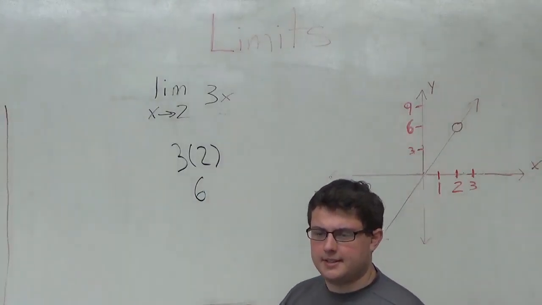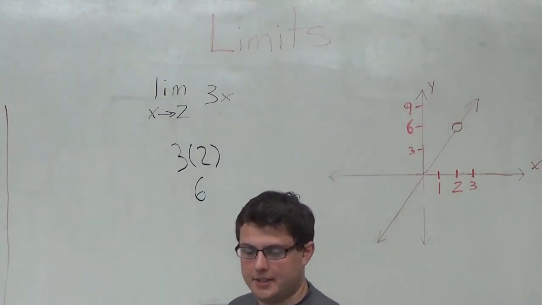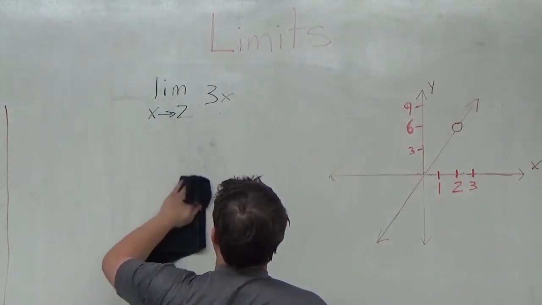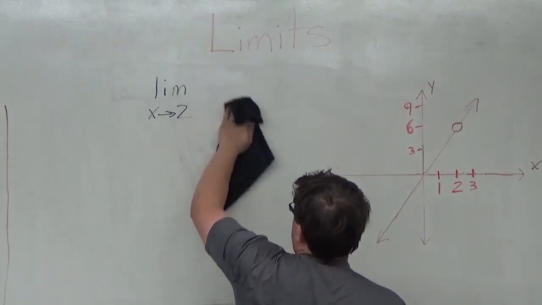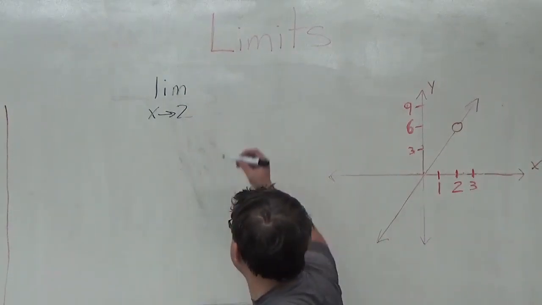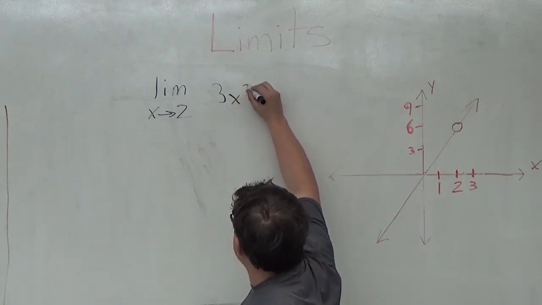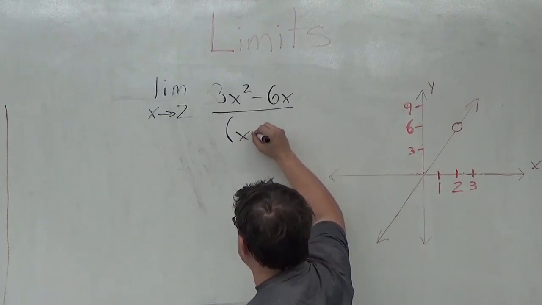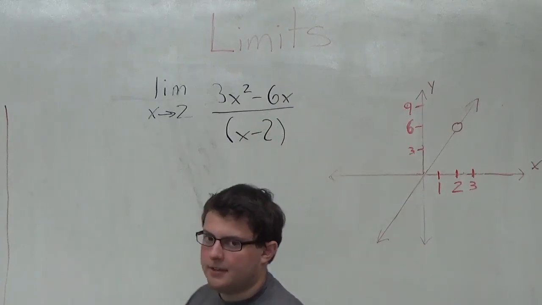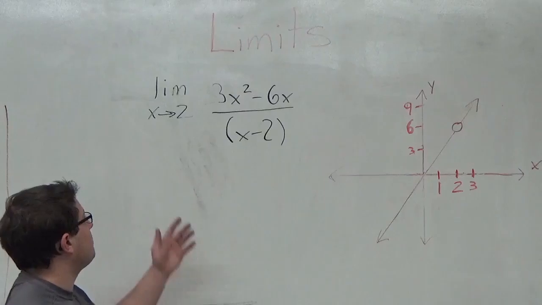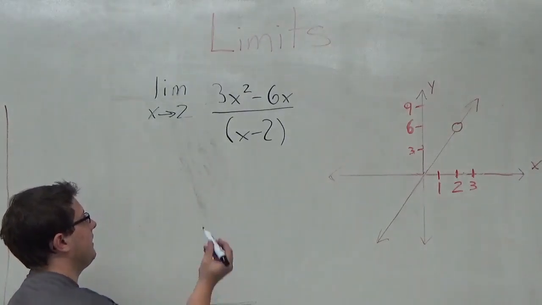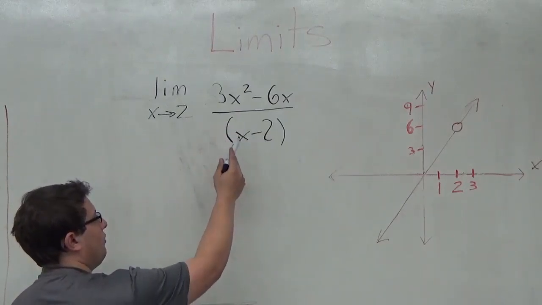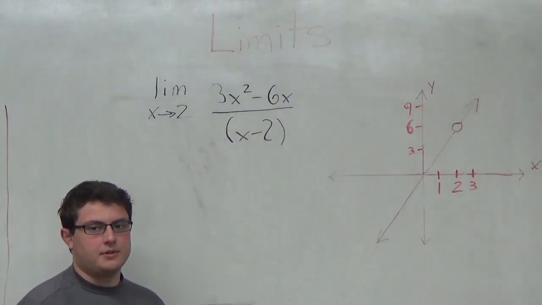So this example is pretty easy, so now I'm going to do a more difficult example. It's still going to be the limit as x approaches 2, but now it's going to be of 3x squared minus 6x over x minus 2. And so what happens with this example is when we try and sub in 2, we get 3 times 2 squared minus 6 times 2 over 2 minus 2, which we get 0.